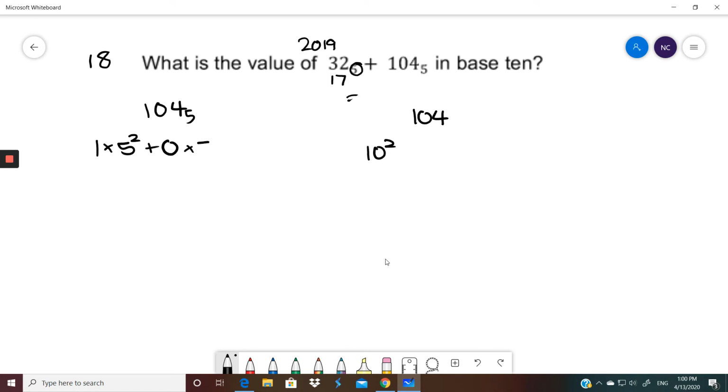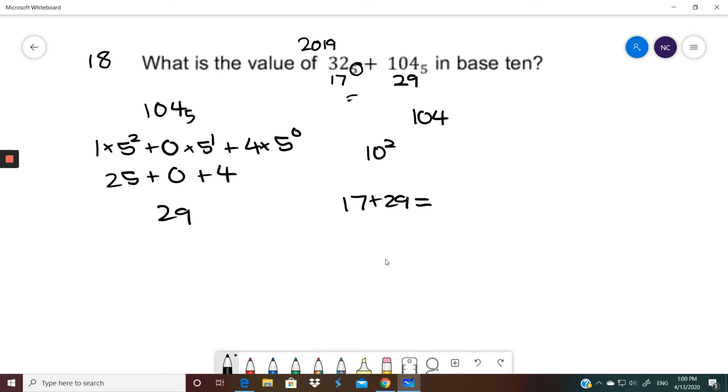0 fives and 4 ones. The ones place doesn't change. So, in essence, 104 base 5 is 25 plus 0 plus 4, which is 29. So, 104 base 5 is 29 base 10. So in base 10, 17 plus 29 equals 46. So your answer would be 46.